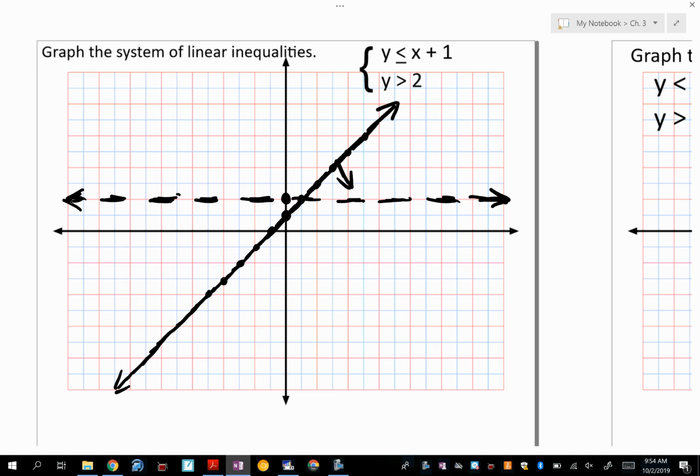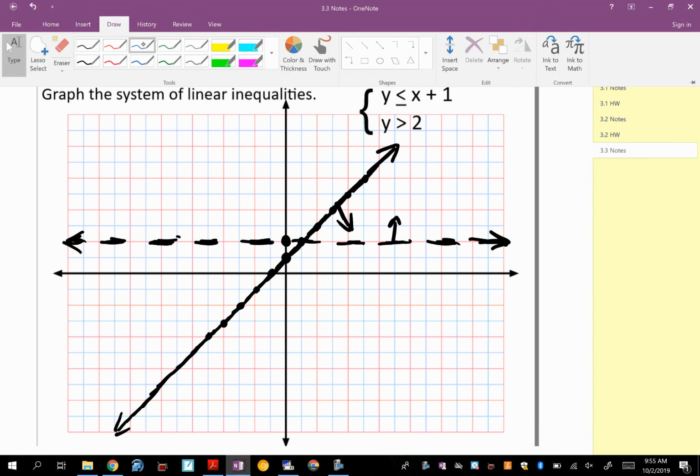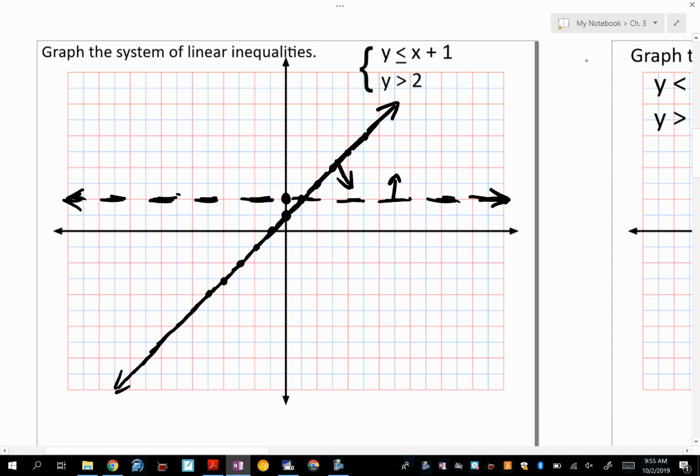Now, what is the inequality symbol with that second one? Greater than. So we're going to shade above the line. In this case, above the line. So if you're using another color, use your other color and shade above that horizontal line. And when you've shaded with your two colors, you will see where the solution area is. Where they overlap is the answer. So I'm going to use a different color to shade my answer. Use blue. So where they overlap is here.